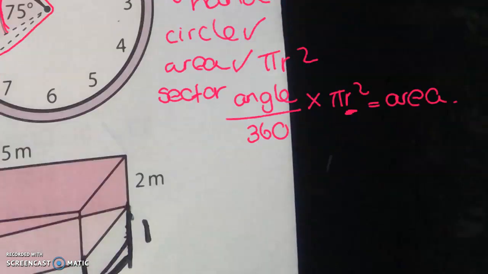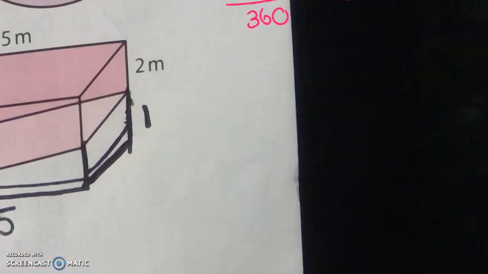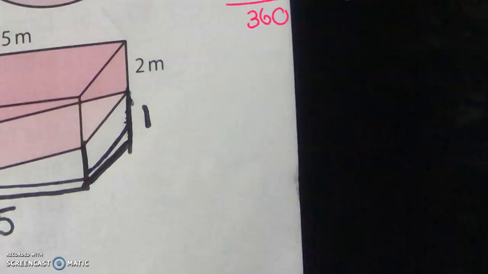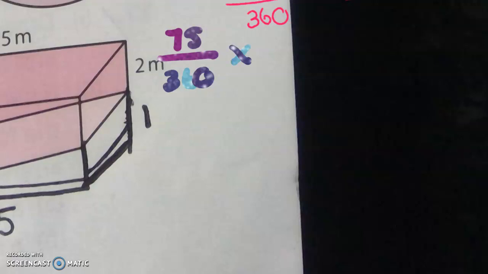Okay. So what we're going to do then is just change the color a little bit. And I'm going to put in all the values I have. So I have 75 over 360 times my pi r squared. So actually that's in the question here. It says to use pi in your calculator.